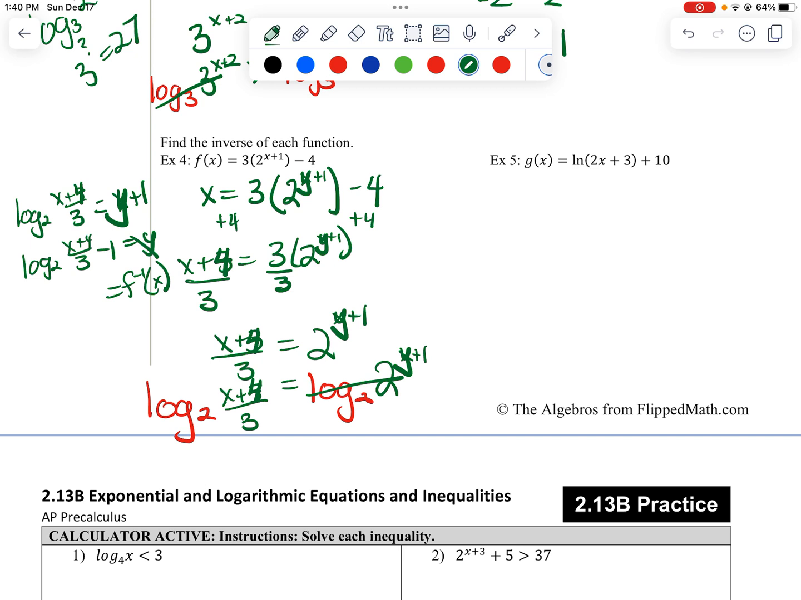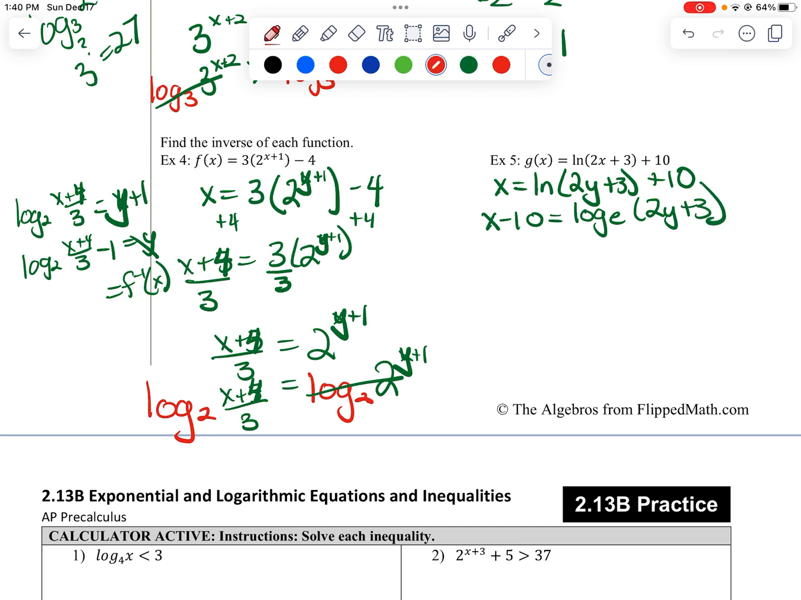So our next inverse, switch our x and y. Let's see if I can do it right this time. 2y plus 3. There we go, I got it. So subtract 10 off of each side. I'm going to rewrite this as log base e.